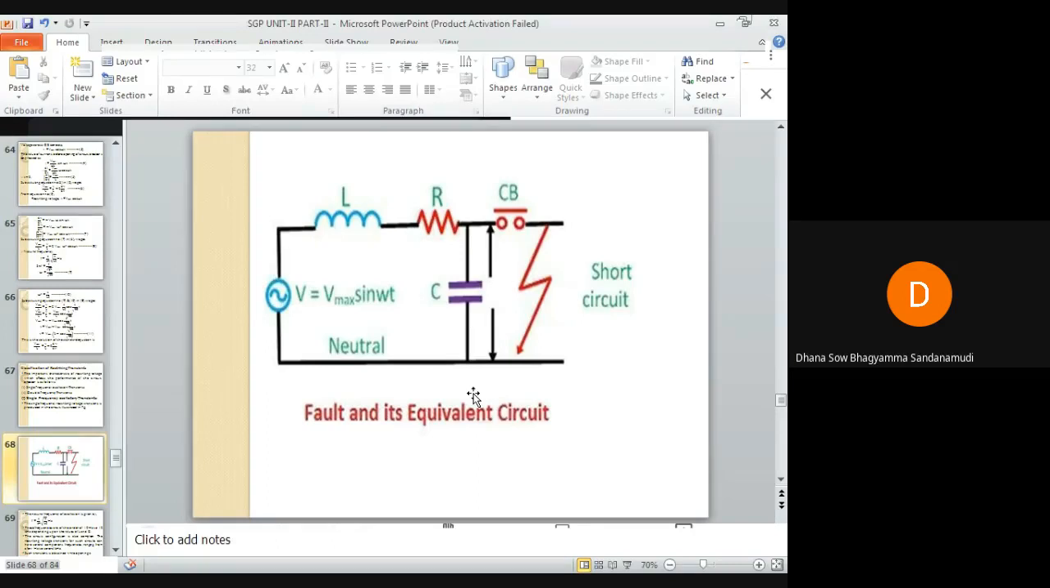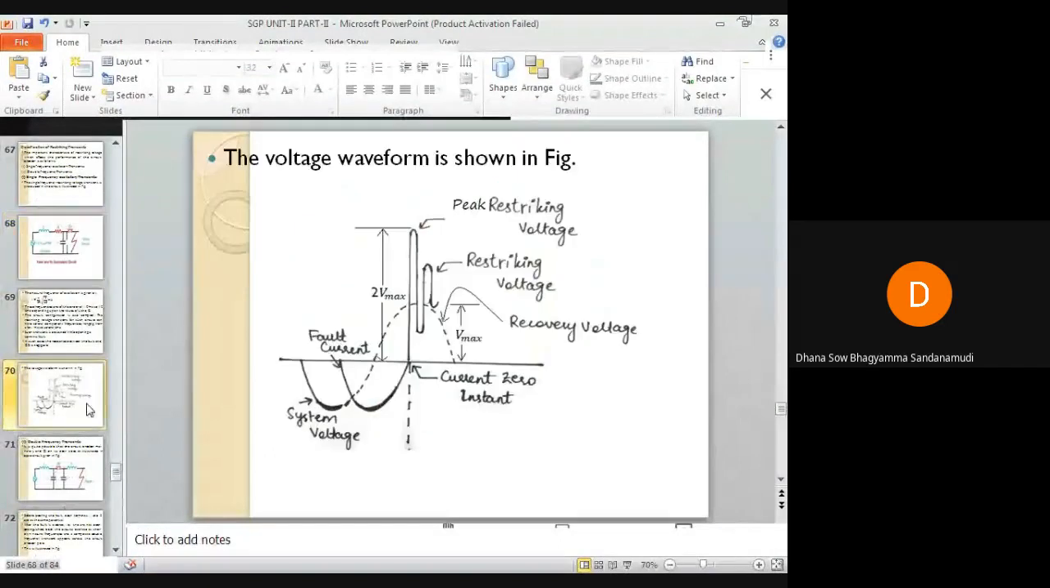Usually these transients occur while opening a terminal fault. In such cases, the reactance between the fault and the circuit breaker will be negligible, and single frequency oscillatory transients usually occur whenever a fault occurs at the terminal of the system. This is about single frequency transients. The voltage waveform we have already seen, and I have already explained about that.